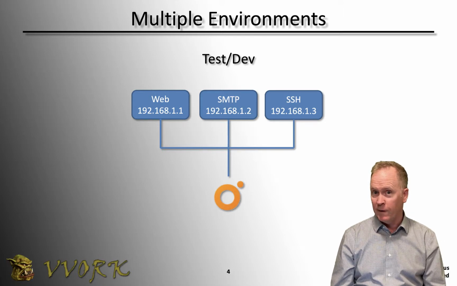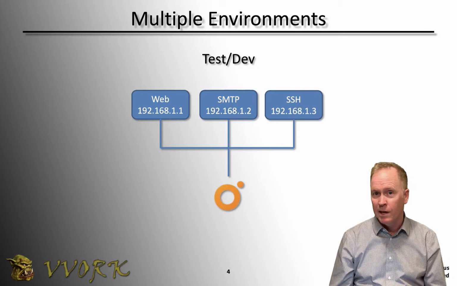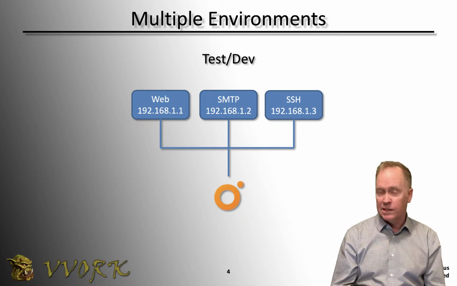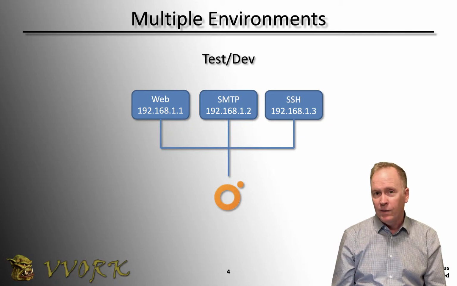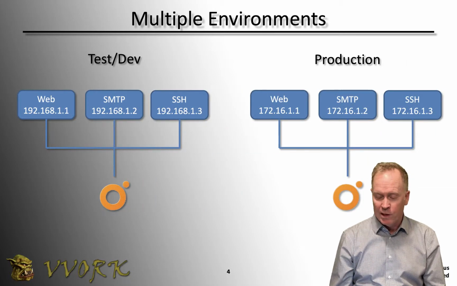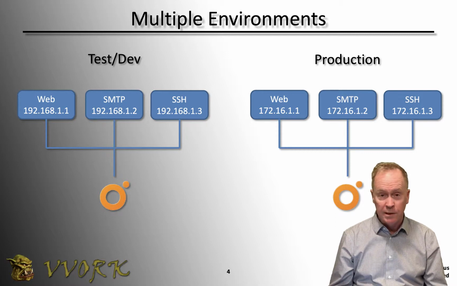But first, we're going to develop the Orchestrator workflow in our test dev environment. And in this particular hypothetical customer network, the test dev network consists of IP addresses that all begin 192.168.whatever.whatever. On the other hand, the production environment in our hypothetical network here has, in fact, a completely different IP address range, completely different network range.